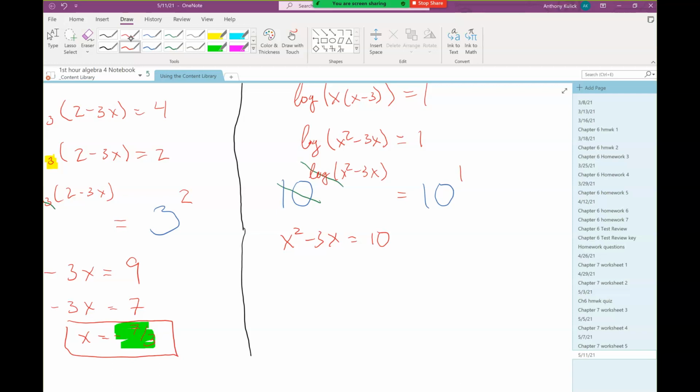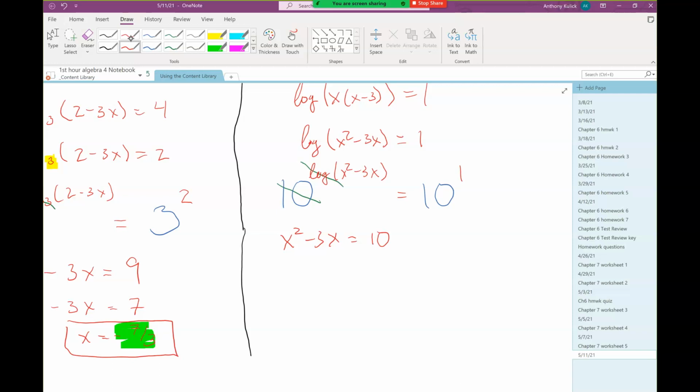Starts with a q. Then a u. Then an a. Then a d. Quadratic. That's the answer I'm looking for. We're left with a quadratic equation.